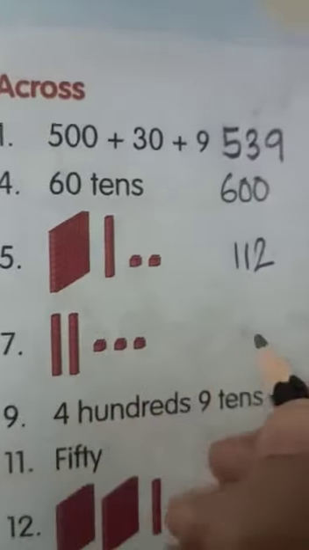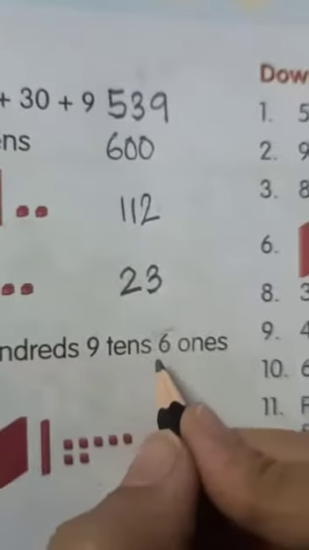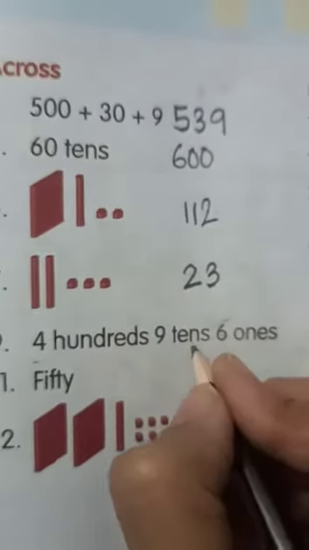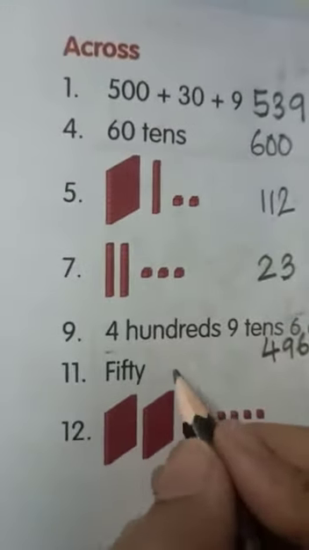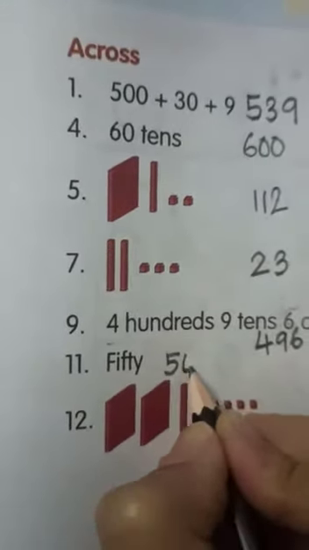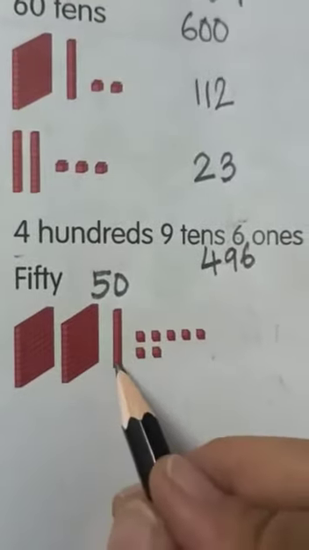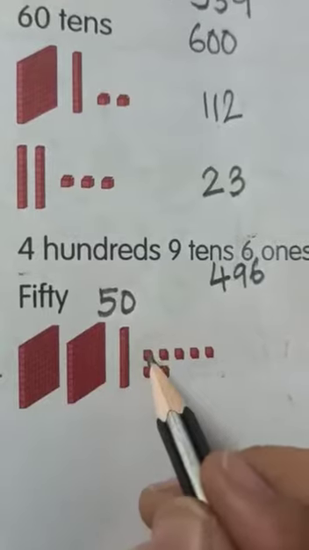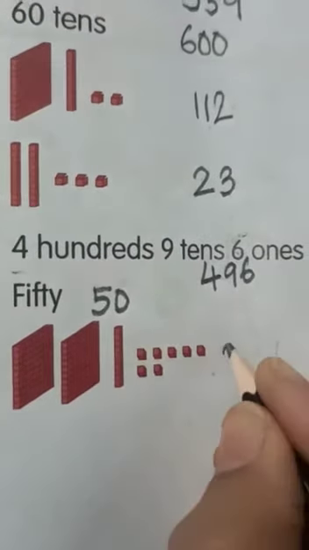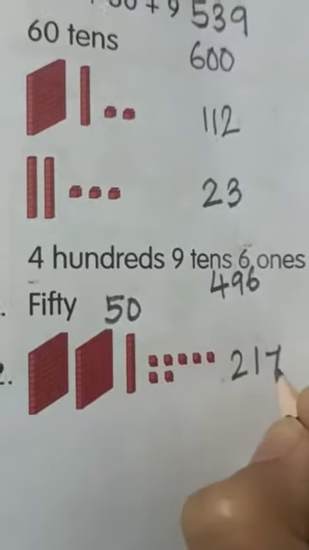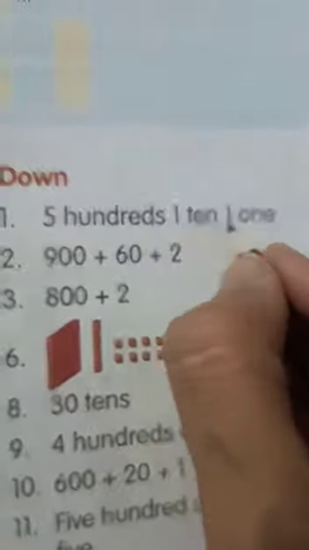This is 23. 4 hundreds, 9 tens and 6 ones, that means 496. This is 50. 200 and here we have only 1 ten. Let's count ones: 1, 2, 3, 4, 5, 6, 7. 217. And here also 5 hundreds and 1 ten and 1 one.